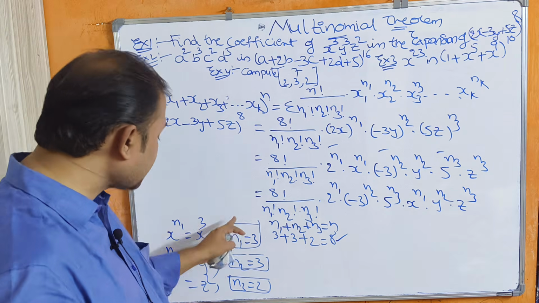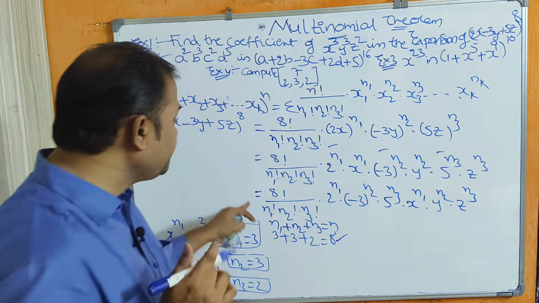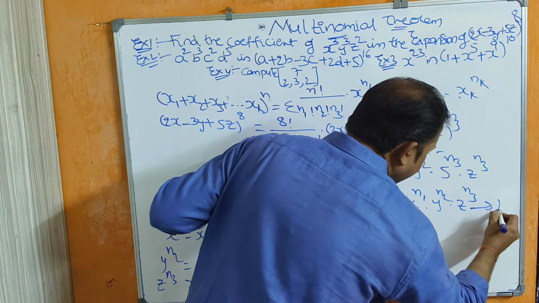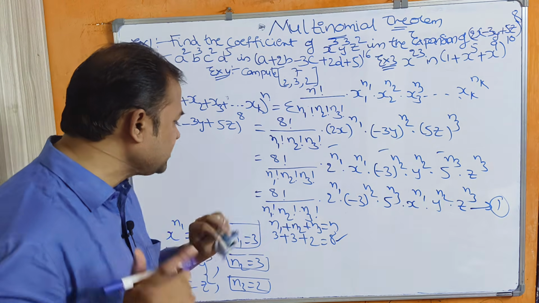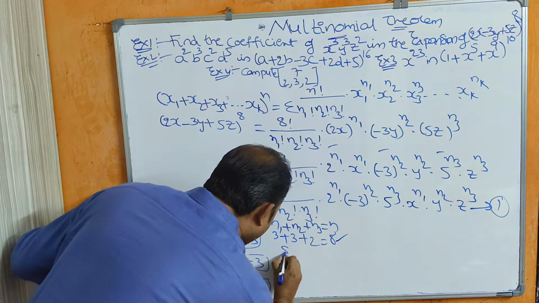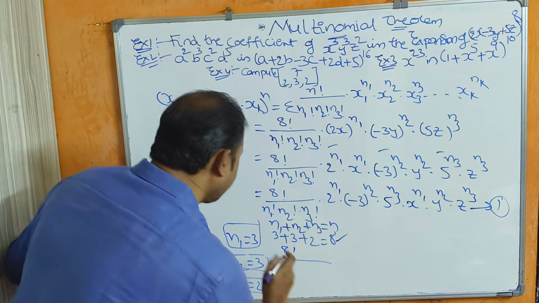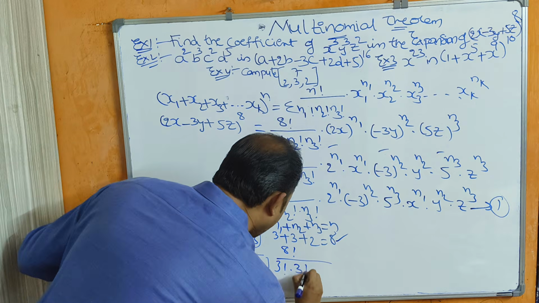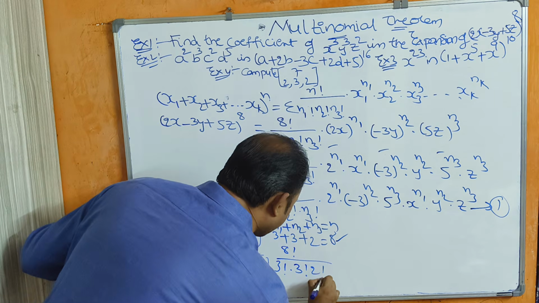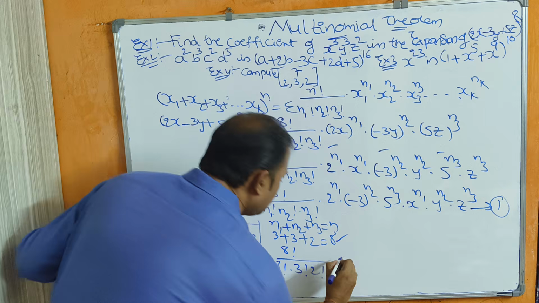Now we need to substitute n1, n2, n3 in this equation. Let this equation be 1. So substitute n1, n2, n3 in this equation. Now we will get 8 factorial by n1 factorial, which is 3 factorial, into n2 factorial, which is 3 factorial, into n3 factorial, which is 2 factorial, into 2 power n1.